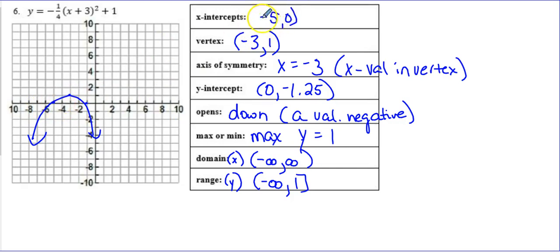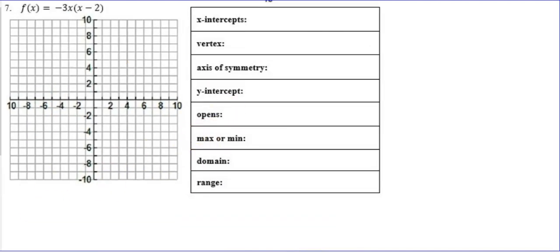We'll put negative 5, 0, and negative 1, 0. Okay, so for a lot of that, we just looked at Desmos. And that's not a problem. If you have Desmos in front of you, use it if you can. Okay, the next one, we'll finish this one in class tomorrow.